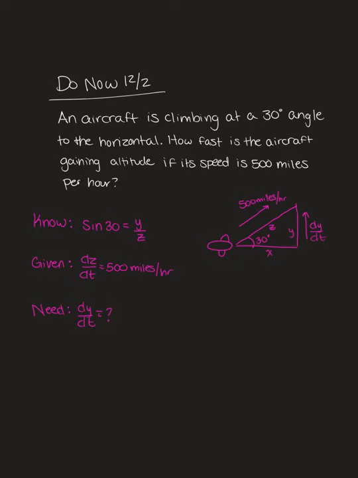So first let's solve for y. So y would equal z times sine of 30. Well, sine of 30 is 1/2. So y would equal 1/2 z. Now let's take the derivative. So dy/dt is going to equal 1/2 dz/dt. We know dz/dt to be 500. So we have 1/2 of 500, which is 250 miles per hour. And that's your answer.